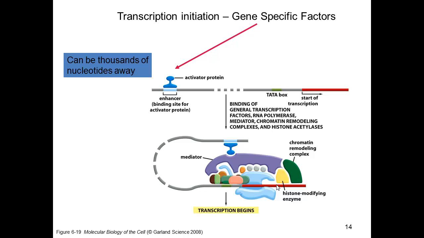The gene-specific factors, or real transcription factors, occur at regions called enhancers. These can be very far upstream from the TATA box. In fact, many thousands of base pairs away. And for a long time it was wondered how a protein binding thousands of base pairs away could influence proteins binding here at the TATA box.